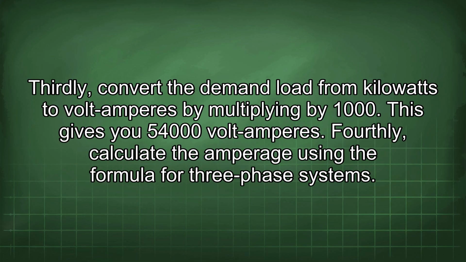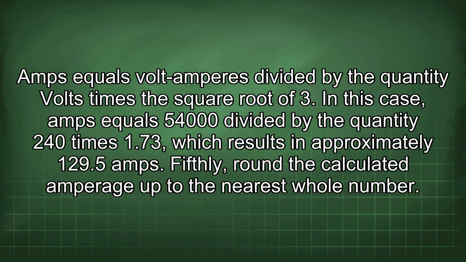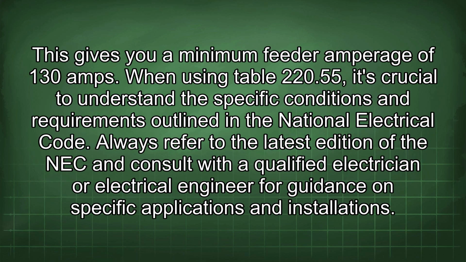Thirdly, convert the demand load from kilowatts to volt amperes by multiplying by 1000. This gives you 54,000 volt amperes. Fourthly, calculate the amperage using the formula for 3-phase systems. Amps equals volt amperes divided by the quantity volts times the square root of 3. In this case, amps equals 54,000 divided by the quantity 240 times 1.73, which results in approximately 129.5 amps. Fifthly, round the calculated amperage up to the nearest whole number. This gives you a minimum feeder amperage of 130 amps.